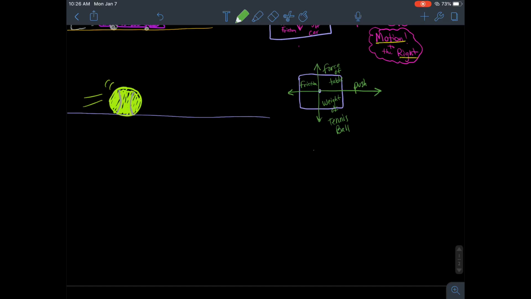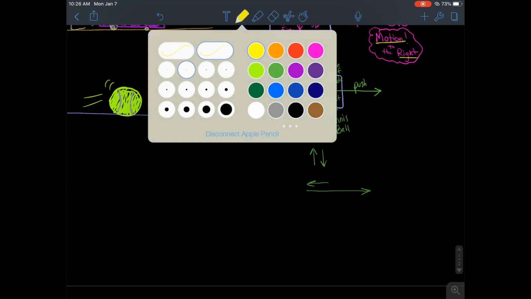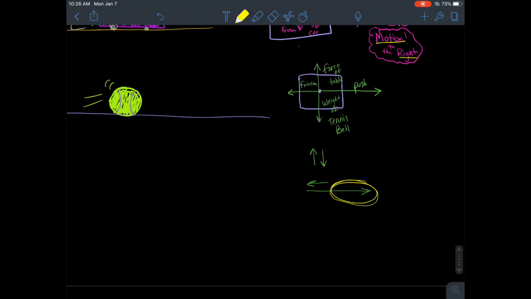So again, if we add up these arrows, we have an up arrow that's equal to the down arrow, and we have a backwards arrow that is smaller than the forwards arrow. So the overall direction of this tennis ball would be this much forward, so we would have motion again.